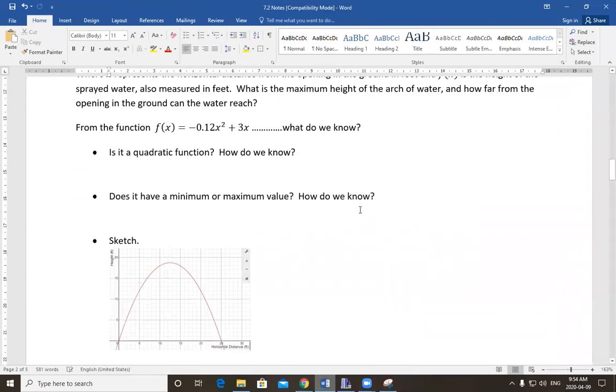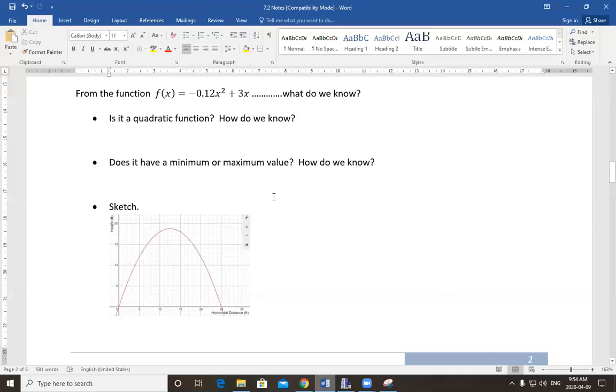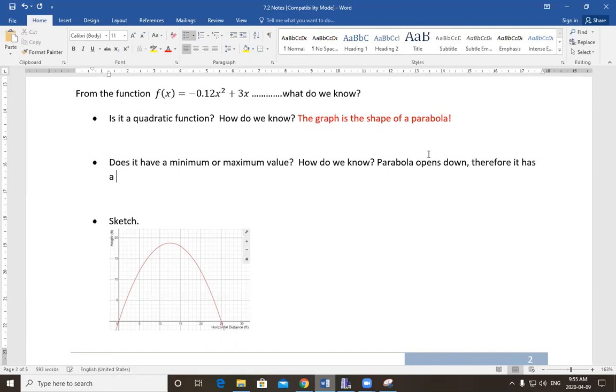Oh, okay. So is this a quadratic function? How do we know? Clearly, I will write it out. It's the shape of a parabola. So the graph is the shape of a parabola. What's the shape of a parabola? Well, it has a maximum point in this case, and there's symmetry. Okay, so it is a curve that goes up to a maximum and down. That's how we know it is a quadratic. Does it have a minimum or maximum value? How do we know? Well, this parabola opens down. Therefore, it has a maximum value.